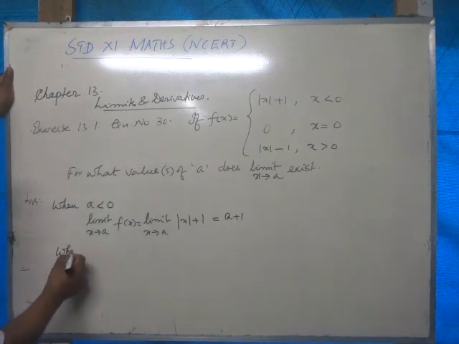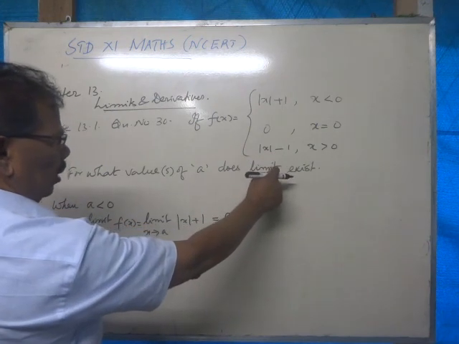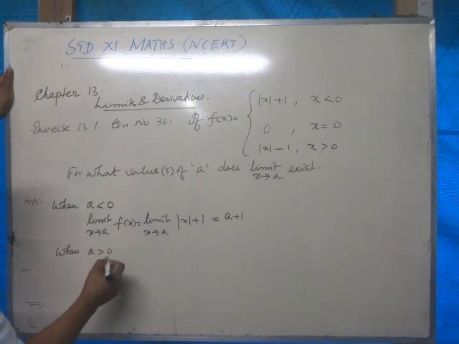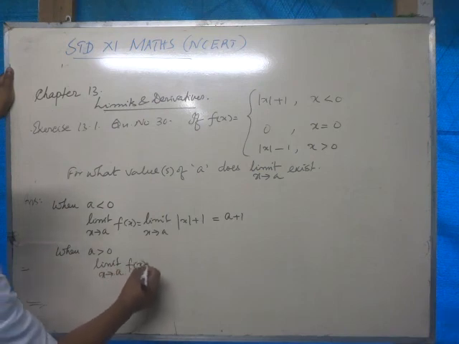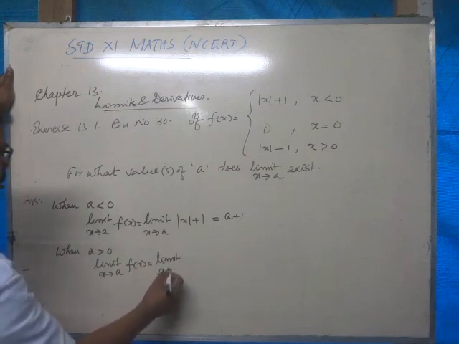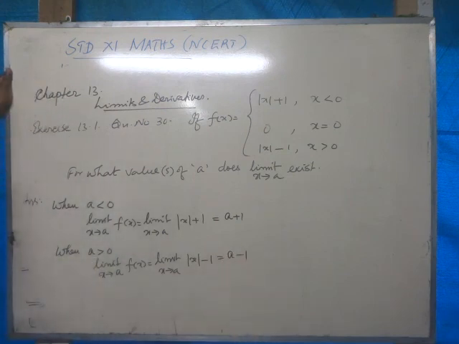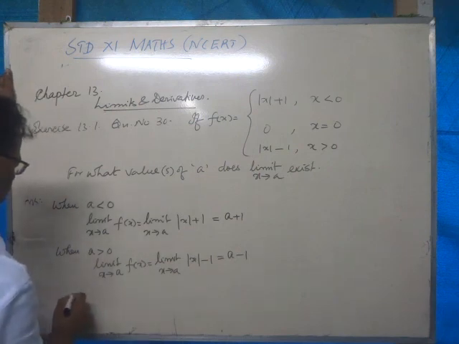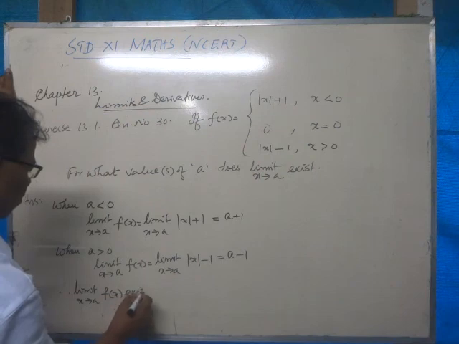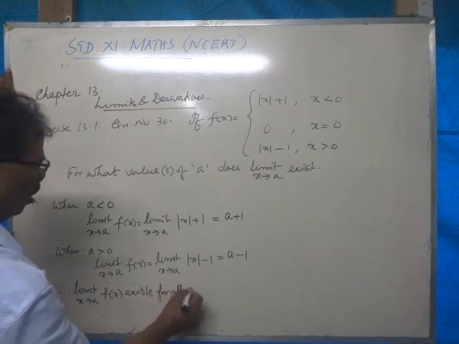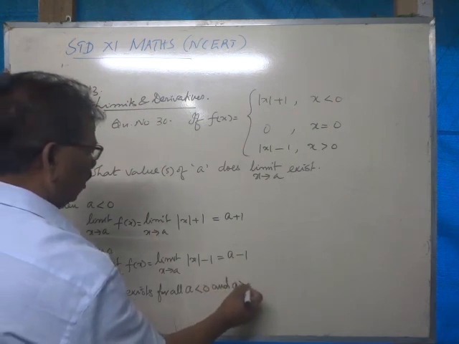Then when a is greater than 0, if we consider a to be a number greater than 0, limit x tends to a f of x equals limit x tends to a modulus x minus 1, that is equal to a minus 1. Therefore, limit x tends to a f of x exists for all a less than 0 and a greater than 0.